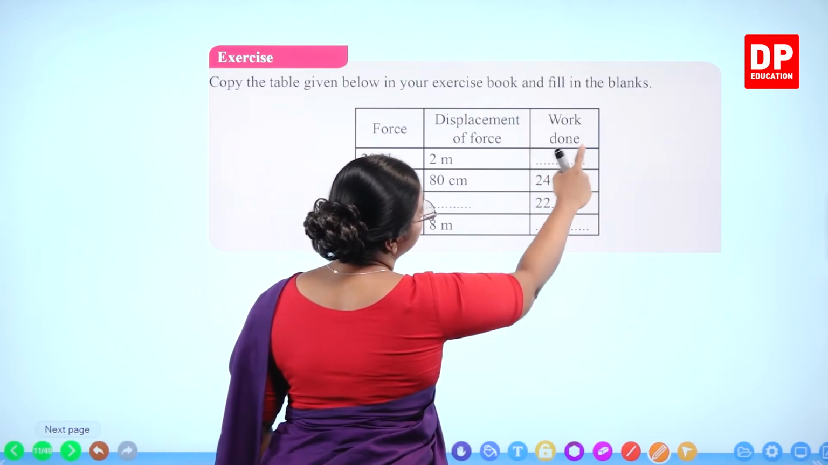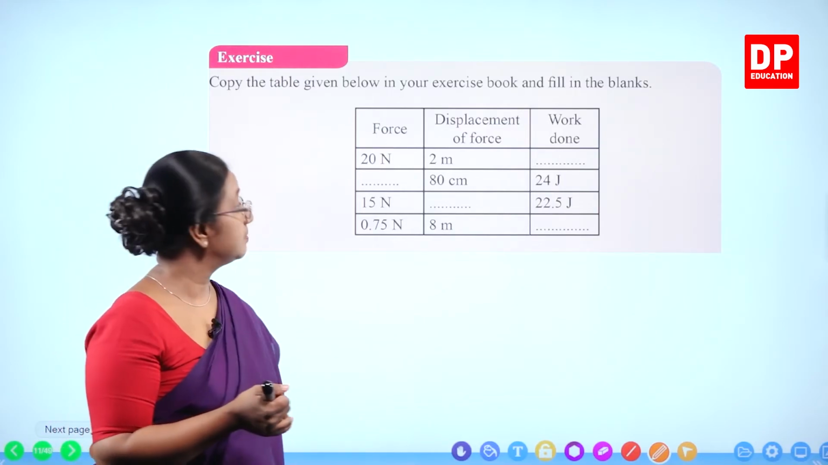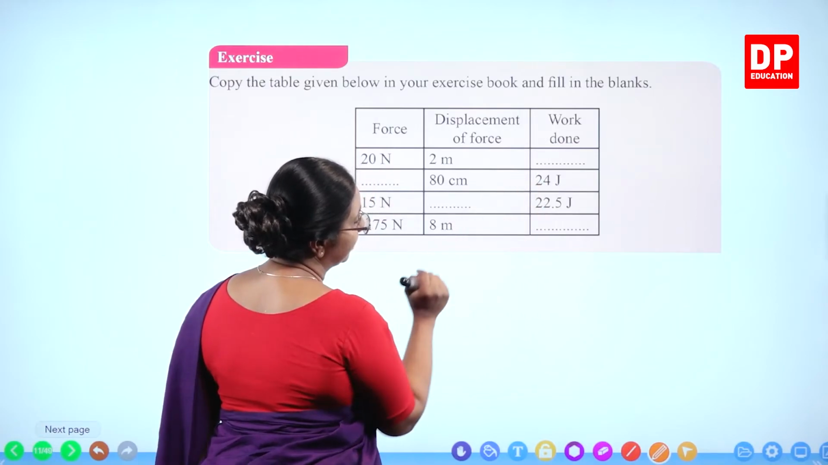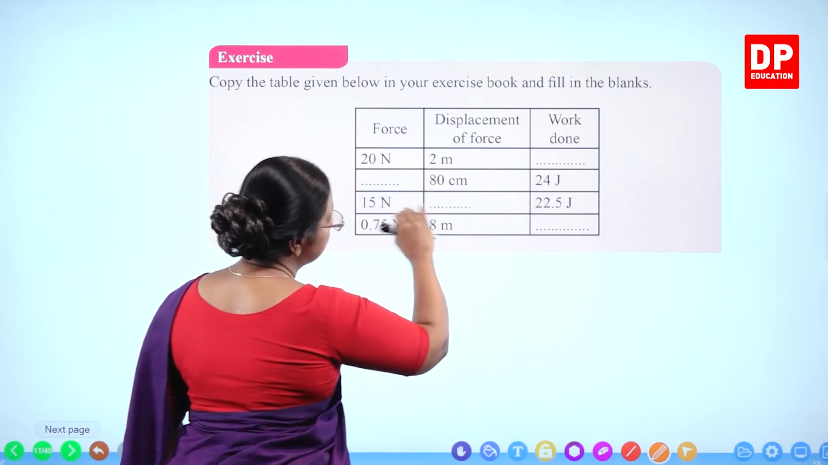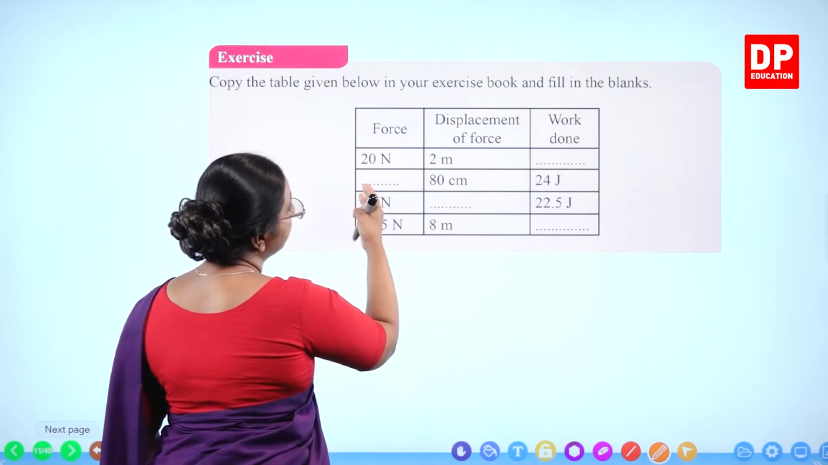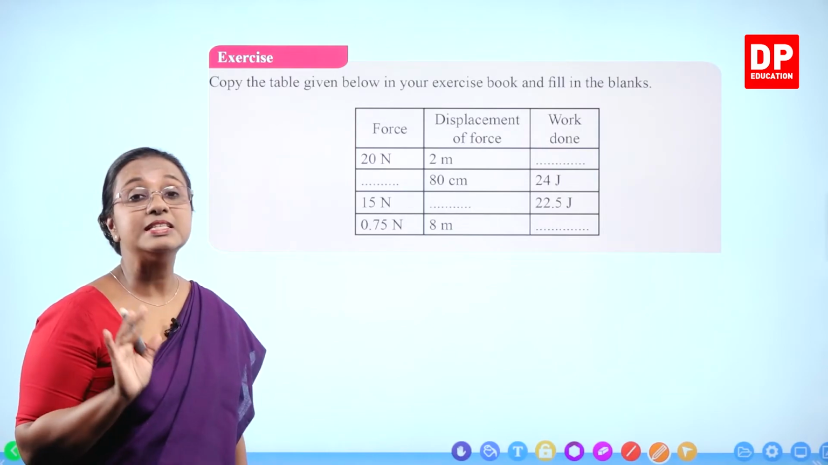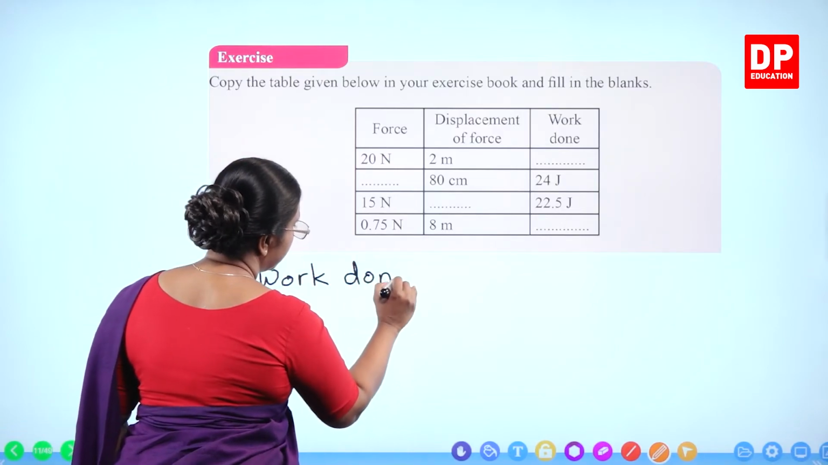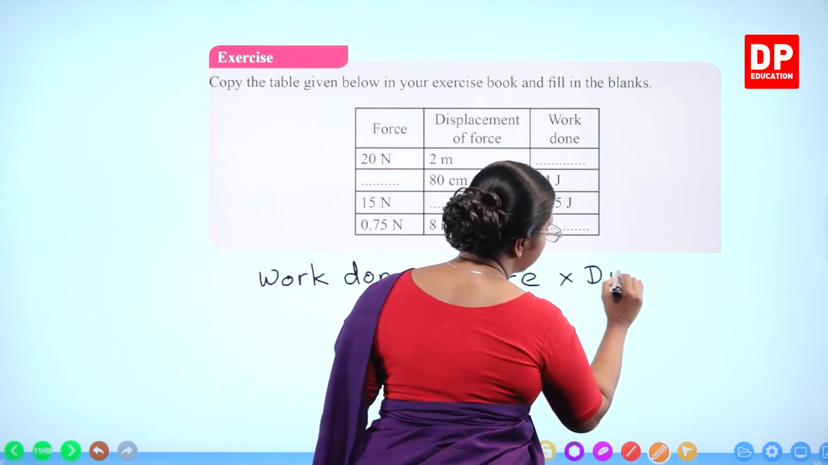Then in the third column, we have the work done. So you know the equation. Work done is equal to force into displacement of force. So work done, here it has to be calculated. Then 24 joules, 22.5 joules. Again, we need to calculate. So if you look at the full table, in each instance, you will have to calculate a different quantity. Either work done, force, displacement, or again work done. So for all these calculations, we use the same equation. What is the equation? Work done equals force into displacement of force.